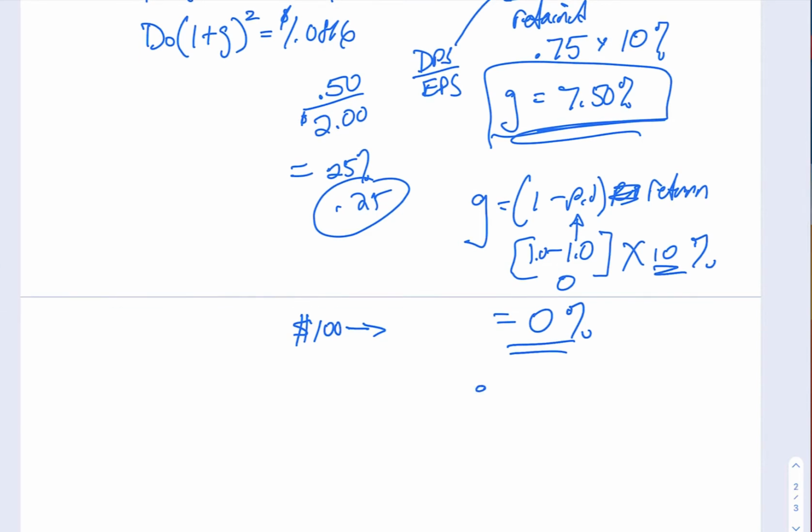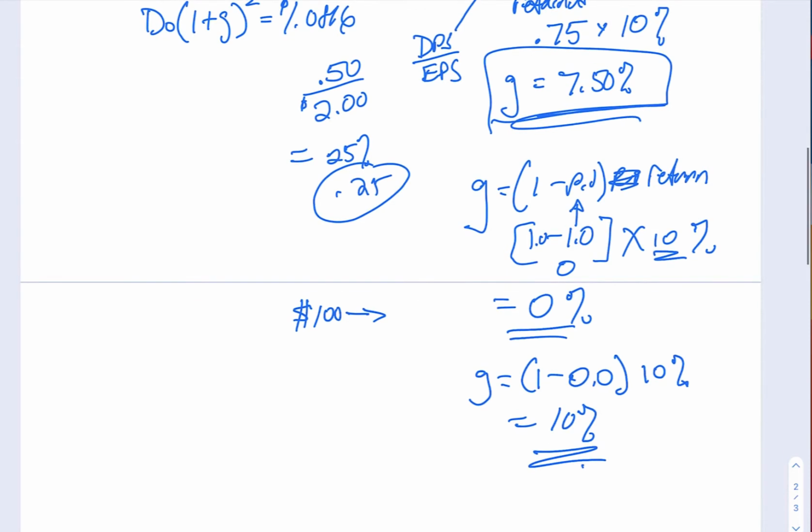Well, then your growth rate will be 1 minus the payout ratio of 0 times the 10%. That means your growth rate will be 10%. That's your maximum growth rate of your bank account. Right? It can grow 10%, or if you pull all the earnings out, it can grow to 0. So somewhere between 0 and 10% is what it can grow at.